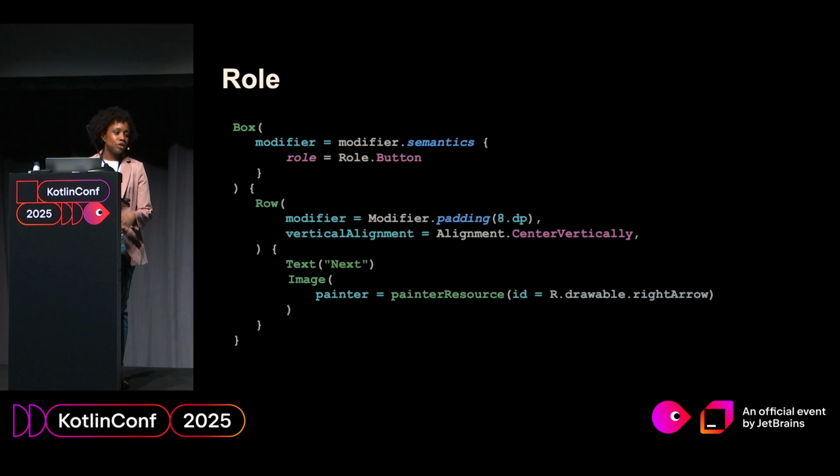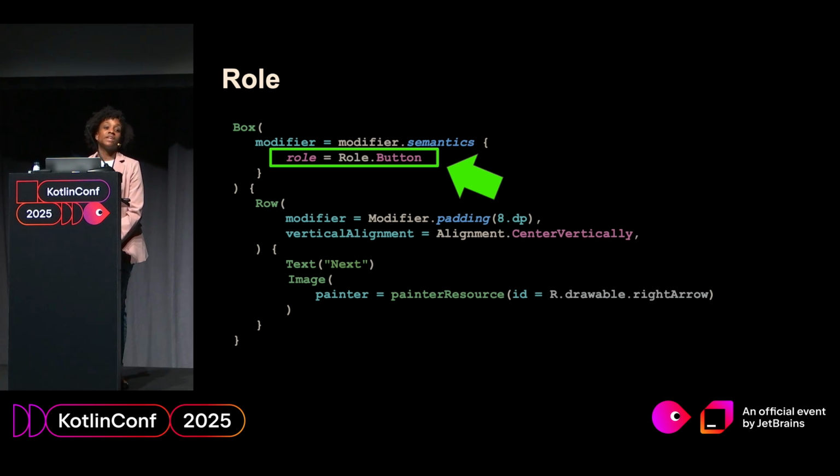And then just looking at some code, usually when you're not using traditional composables or components, you have to make sure that you set a role, so that when TalkBack or other screen readers are reading it, it will specify that it is a button, and the user will know that there's a clickable action that can be done.